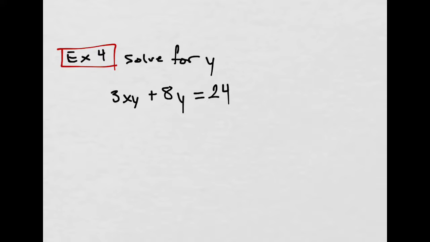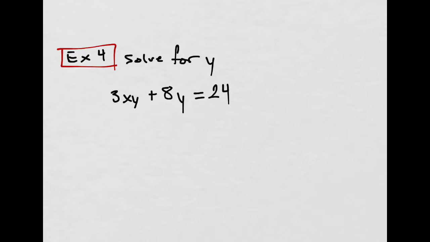Well, if I combine like terms, that'd be 3x plus 8. No, that doesn't make sense. These are not like terms. To be like terms, remember, you have to have the same variables raised to the same exponents. And we have y's here, but we also have an x there. So these I cannot combine because they are not like terms.